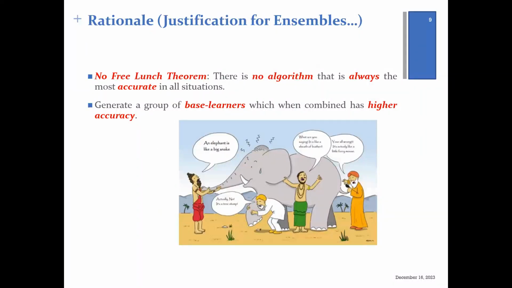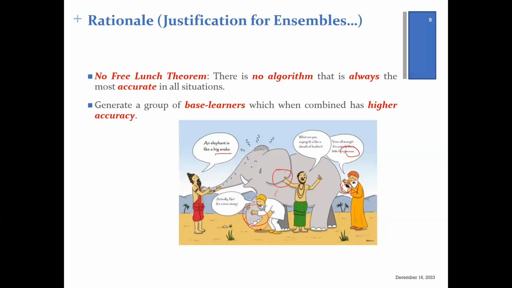And also, this very popular diagram is often used. These are models, and each model looks at this big elephant from a different angle. This one is looking at the tail. He said, hey, this is actually a tree stump, because it's only able to understand the leg. It's holding on to the leg. This one says an elephant is a big snake because of where it is touching. Hey, what are you saying? It is like a sheet of leather because of where it is touching. This one says, hey, all of you are wrong. It is actually like a little furry mouse, because it's touching the tail. So each model will look at the data from the angle they are looking at it.